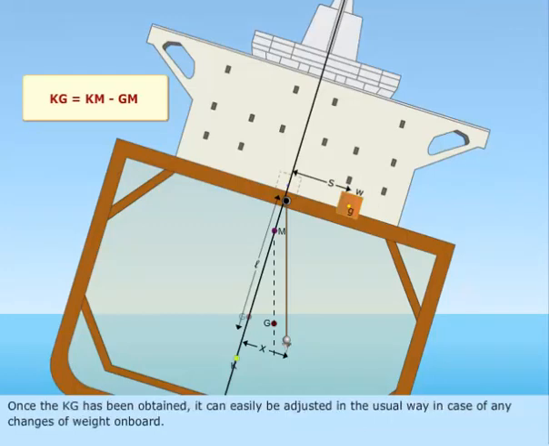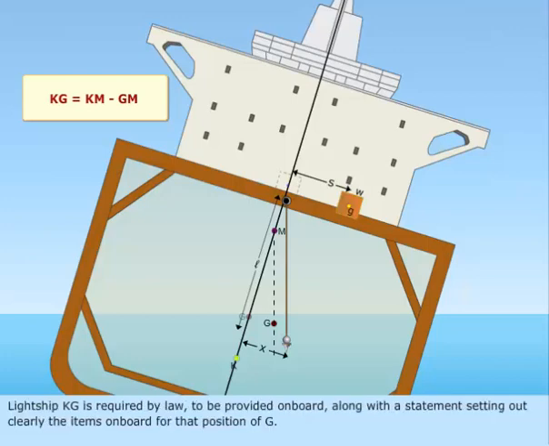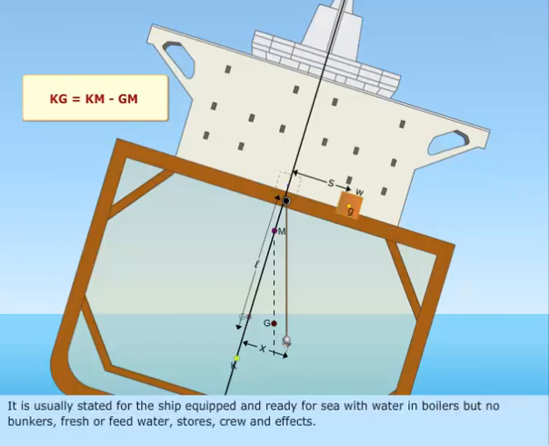Once the KG has been obtained, it can easily be adjusted in the usual way in case of any changes of weight on board. Lightship KG is required by law to be provided on board along with a statement setting out clearly the items on board for that position of G. It is usually stated for the ship equipped and ready for sea with water in boilers, but no bunkers, fresh or feed water, stores, crew, and effects.